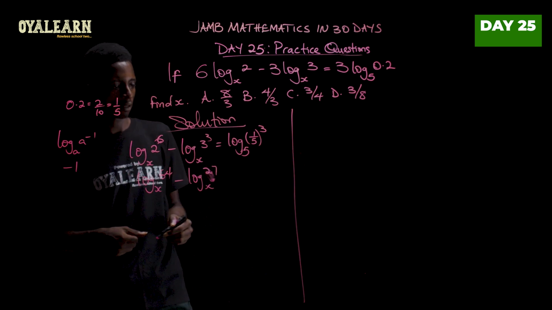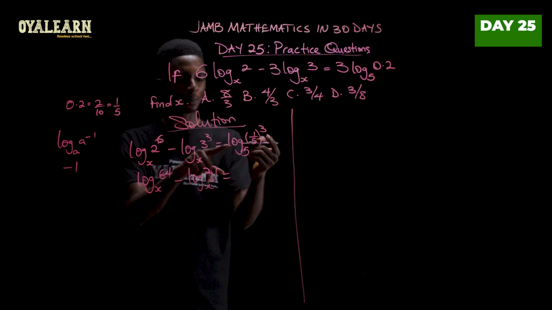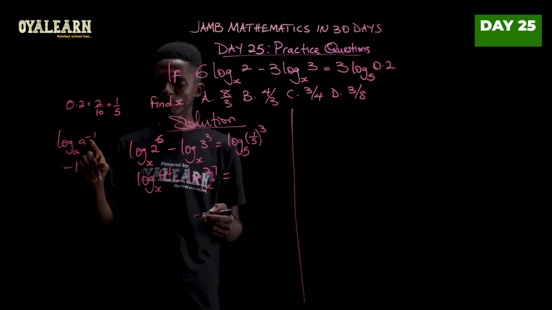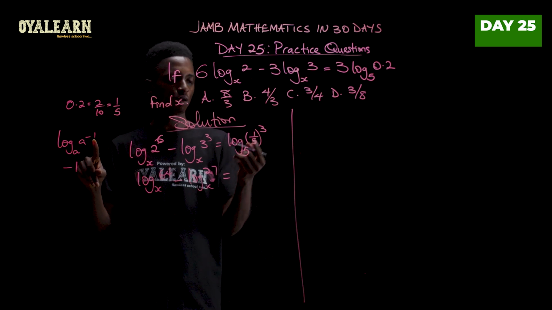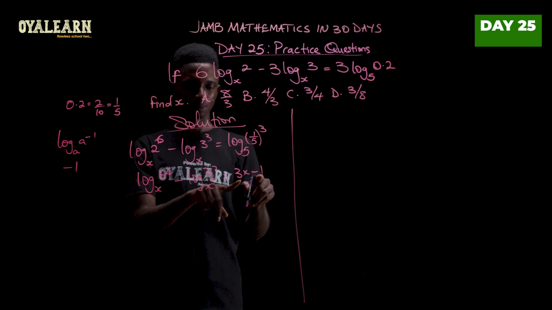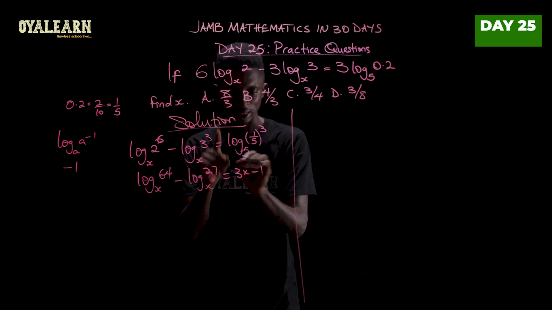So let me write the 27, good. Now equals, now if we apply that rule here, 1 over 5 is the same thing as saying 5 raised to the power of minus 1, right? So what we'll have is this 3 comes back and then the minus 1. So we have 3 times minus 1 at this point. So that way we have solved this part here.